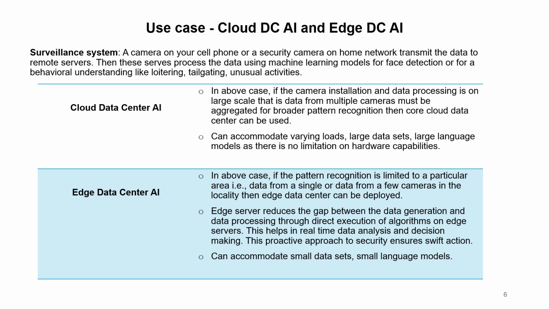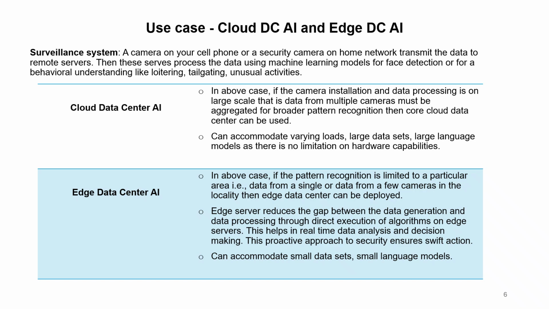In above case, if the camera installation and data processing is on large scale, that is data from multiple cameras must be aggregated for a broader pattern recognition, then remote cloud data can be used. In the above case, if the pattern recognition is limited to a particular locality, that is data from a single or data from a few cameras in the locality are considered for processing, then edge data center can be deployed.